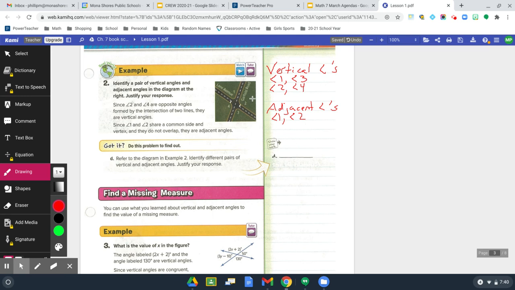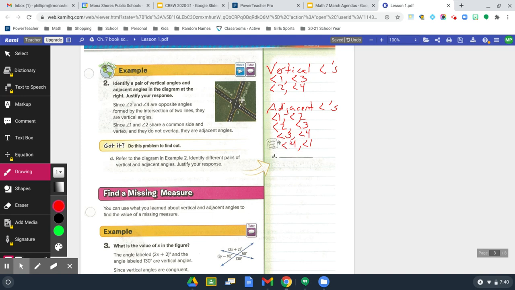Okay, we have another set. Angle 2 is also adjacent to angle 3, right next to each other. Share that common side and share a common vertex. There's another set, angle 3 and angle 4, also adjacent. And lastly, one more set, angle 4 and angle 1.